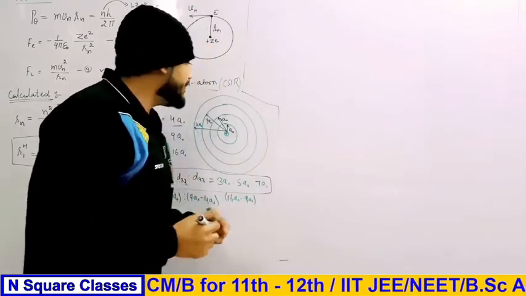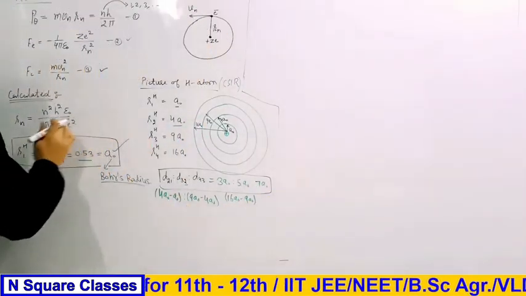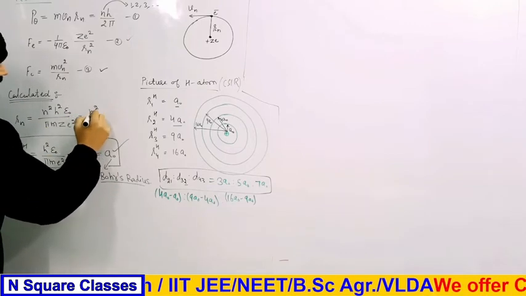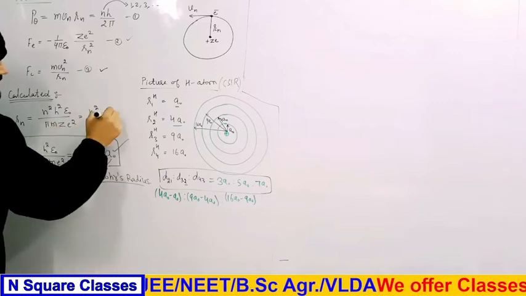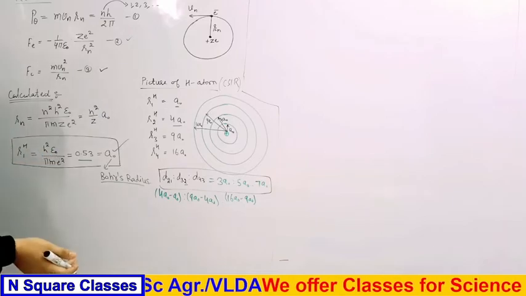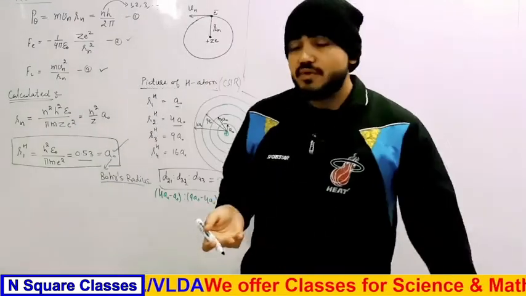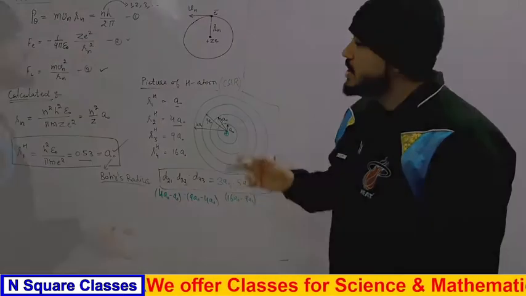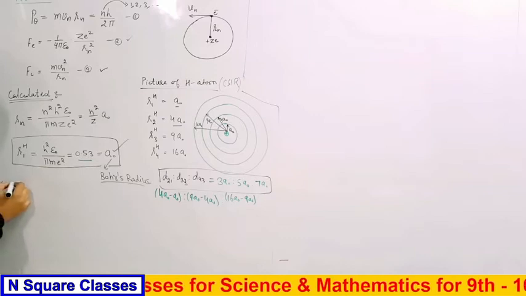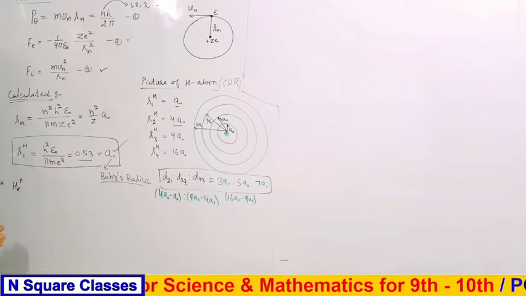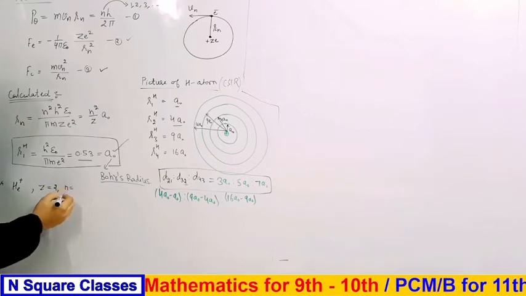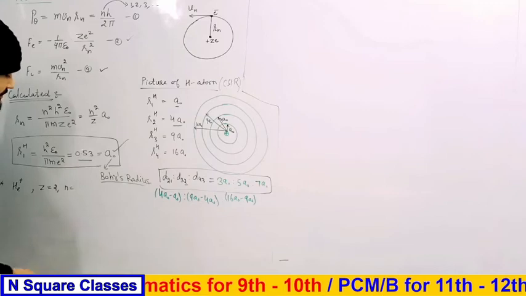Okay, before going to velocity, let me clear one more thing. We know that this Rn equals to this, and this Rn also can be written like this, n square upon Z into a naught. Is it fine or not? Now we can calculate for other atoms like helium positive ion, lithium 2 positive ion. That is, we can calculate for hydrogen like atoms, like if you want to calculate for He positive ion. For He positive, what is the value of Z? Z equals to 2, and n can be selected like this, 1, 2, 3, 4 and so on. Is it fine or not?